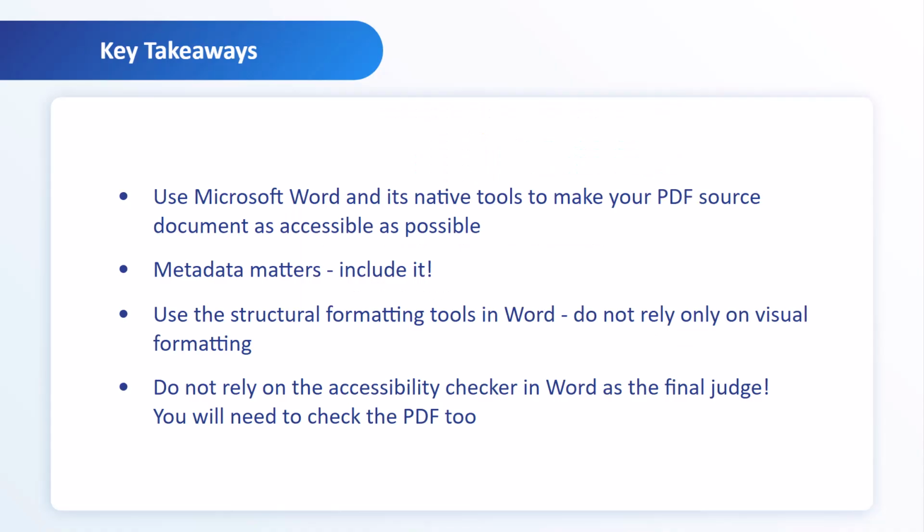So what are some key takeaways here? The first one I would mention is to use Microsoft Word and its native tools to make your PDF source document as accessible as possible. Don't just try to style things visually. Just make sure that you use all of those tools in the toolbar that I showed you. Metadata matters. Include it. Just because it's not on screen in the document doesn't mean it isn't worthwhile to include information like title and author, because it makes things much simpler for people using assistive tech.